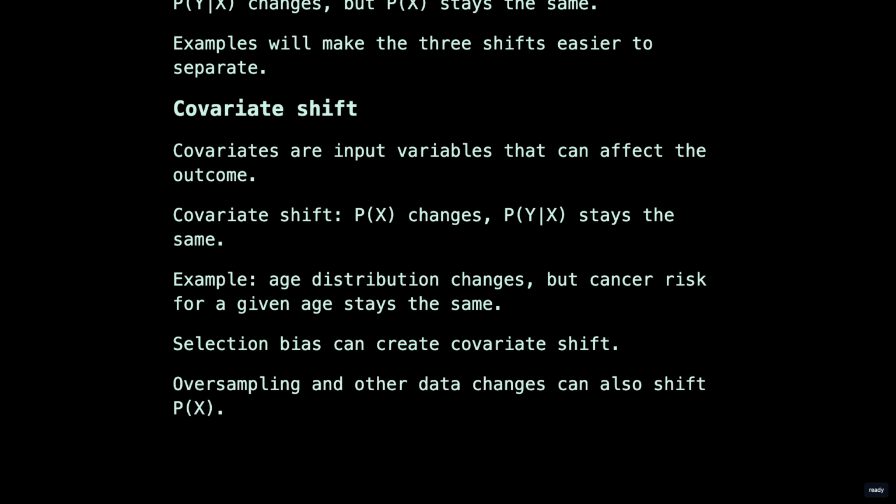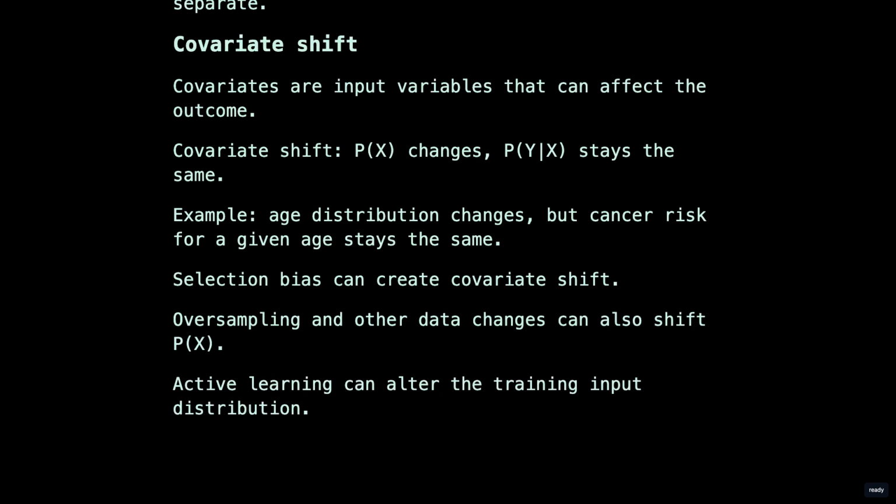Artificial changes to the training set can do the same thing. If rare classes are oversampled, the feature distribution in training no longer matches the real-world feature distribution. Active learning also changes the picture because the model is trained on samples chosen for usefulness rather than random chance. That selection step makes the training inputs differ from the real-world inputs, so covariate shift appears as a side effect.